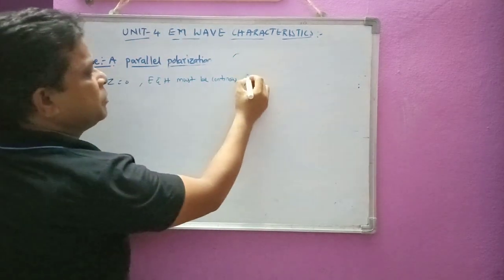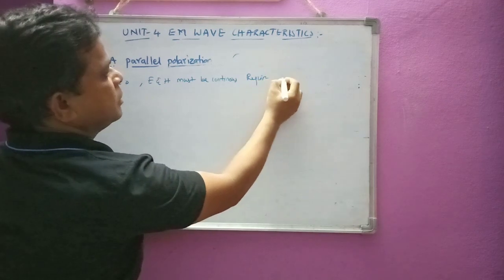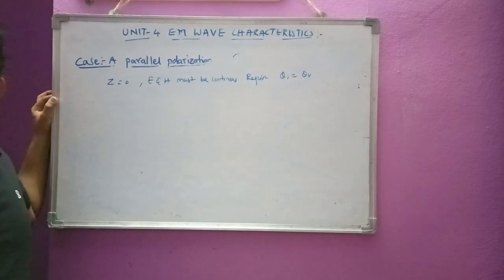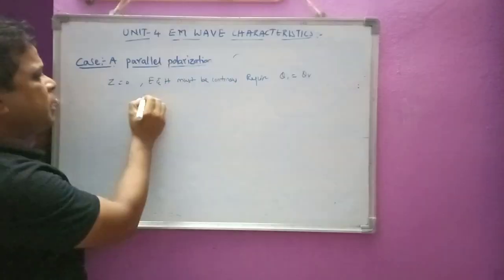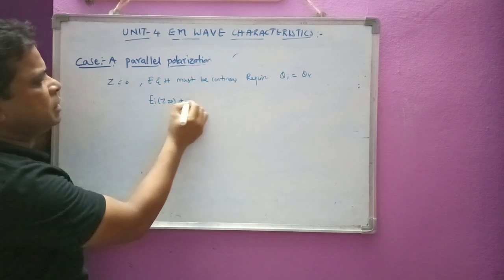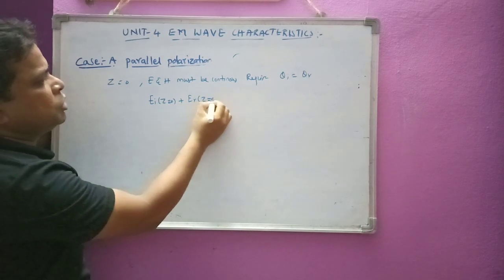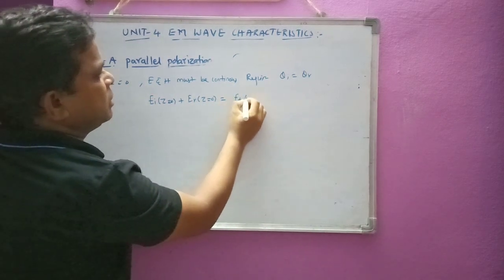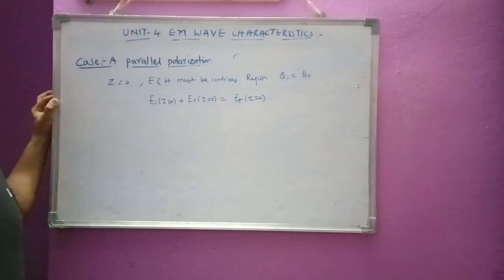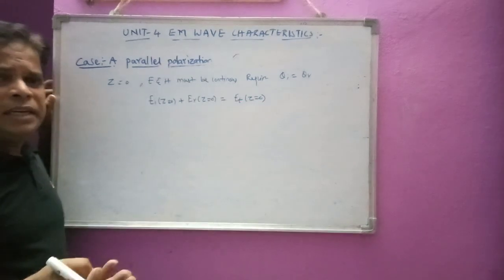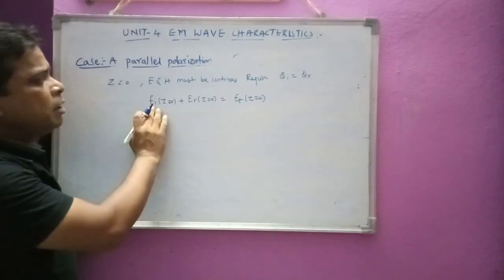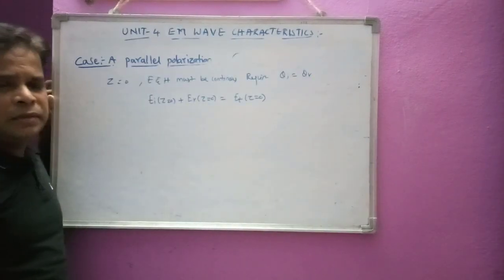That is, we are requiring theta I is equal to theta r. Now, whatever equations we have found till now, we have to make use of those equations and apply the boundary condition: EI at z is equal to 0 plus ER at z is equal to 0 equals ET at z is equal to 0. That is, the electric incident, reflected and transmitted fields, we have to make use of in this boundary condition.